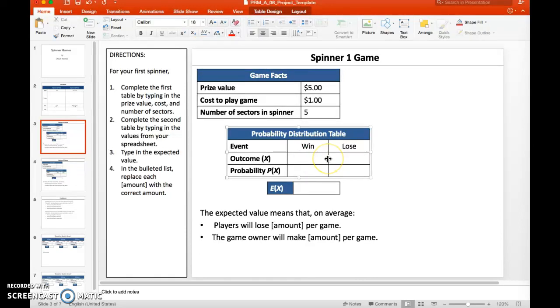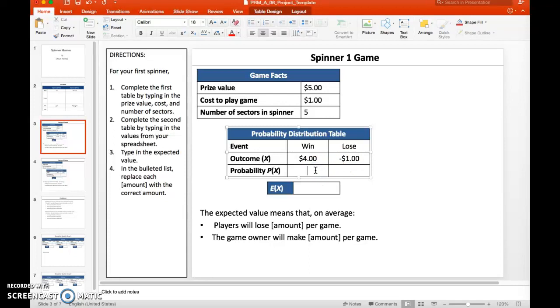So my outcome here for win is my prize value minus the cost to play. So $4. If they lose, they're out $1. So negative, they lose, it's no longer good, $1.